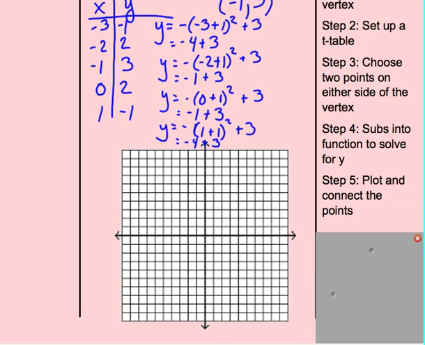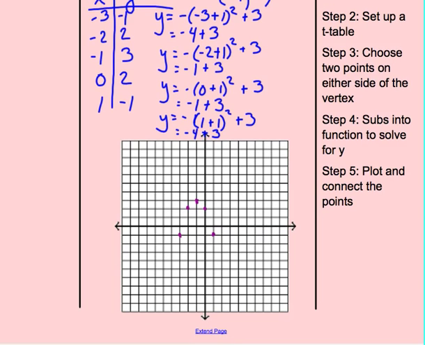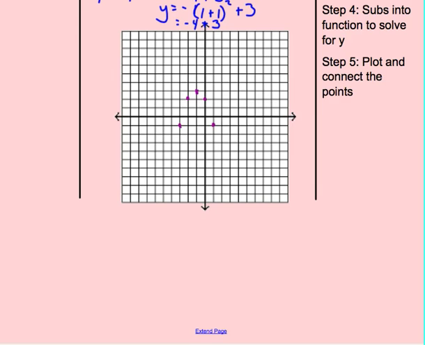So now we're going to plot our points and make our nice smooth parabola. So we've got -3, -1, -2, 2, -1, 3, which was our vertex. So we're going to change direction, 0, 2, and 1, negative 1. So when you're plotting your points, think about it. As you plot that vertex, you should be changing direction after the vertex. In this case, our parabola opens down instead of up. So when we graph this, we're coming up to our vertex and then curving back down.